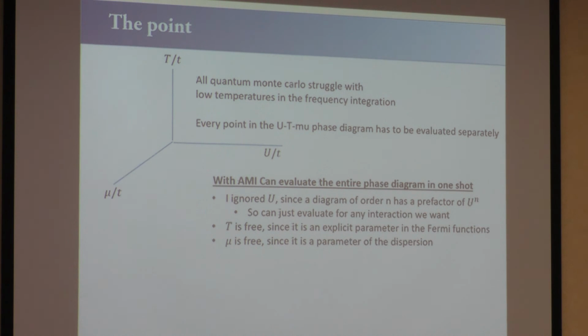So I want to get to some point, because I can see I'm losing you on details. The point is we have a phase diagram that we want to try and solve. And we have certain diagrams that we want to try and evaluate. It is the case that all quantum Monte Carlo methods struggle with low temperatures in frequency integration. There are some methods that manage to skirt the problem in some way, or they really hammer it.